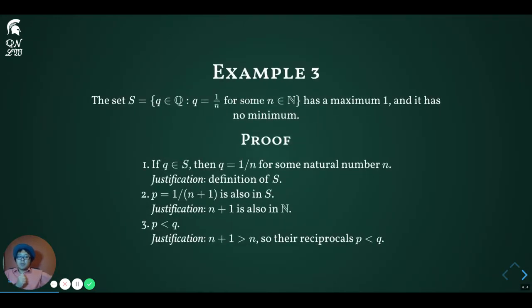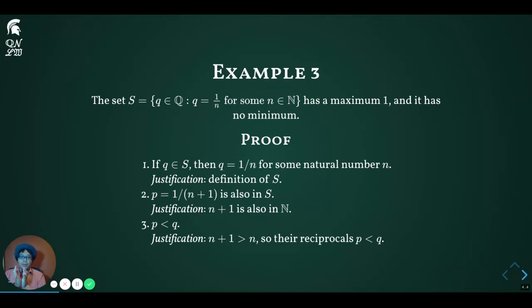Here, the set S contains the reciprocals of all natural numbers. This set has a maximum equaling 1. It, however, has no minimum. We give a proof of the latter fact.